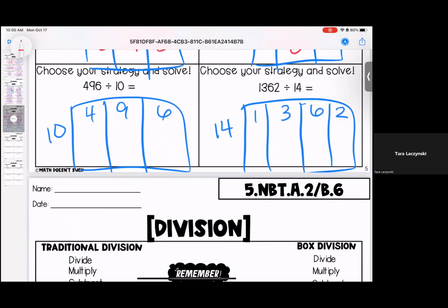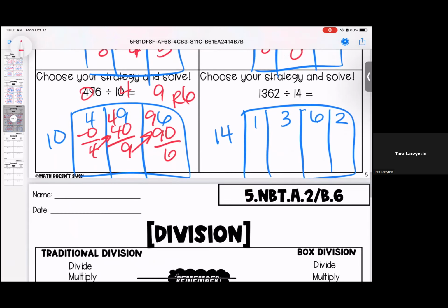All right, dividing with 10 again. I love 10. It doesn't go into 4, but it does go into 49 4 times, which leaves us with 9. Bring it next door. The closest we can get is 9. Leaves us with a remainder of 6. 49, remainder of 6. Last one.